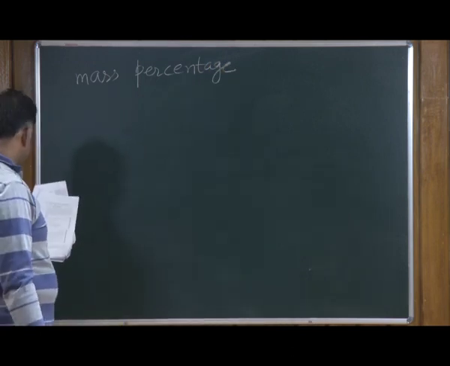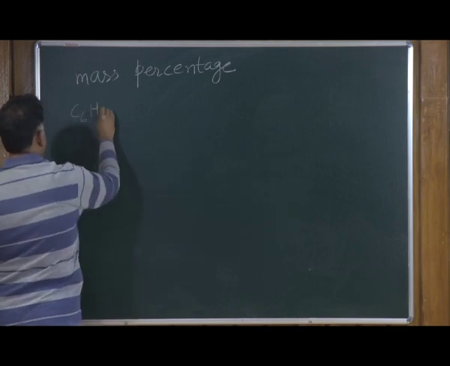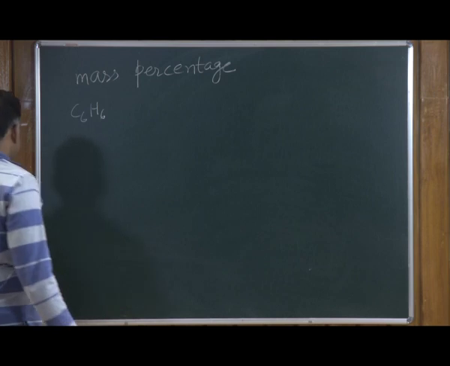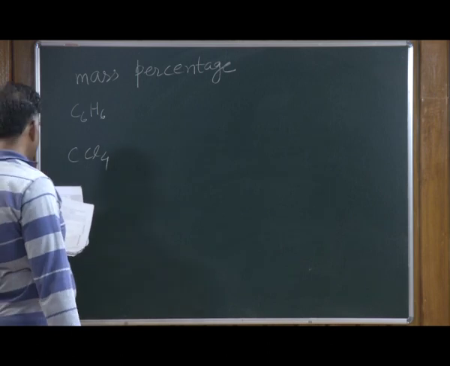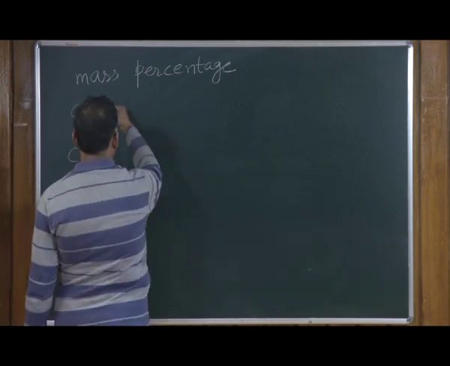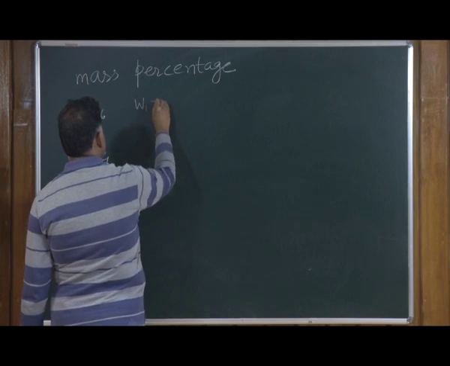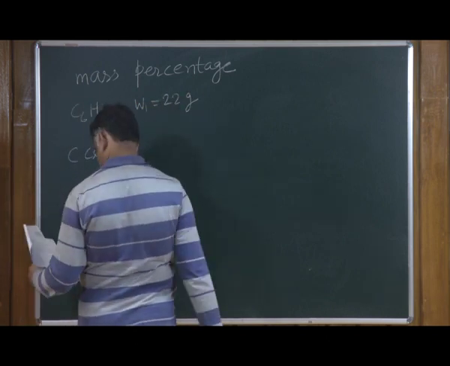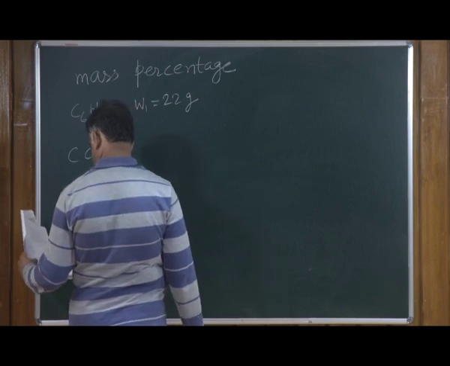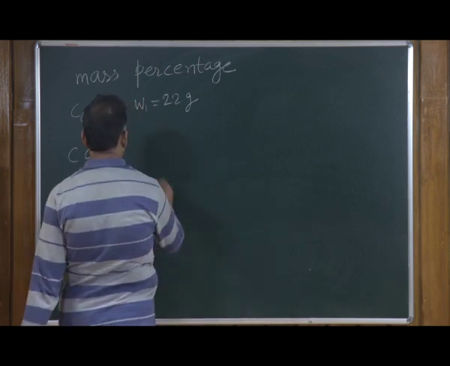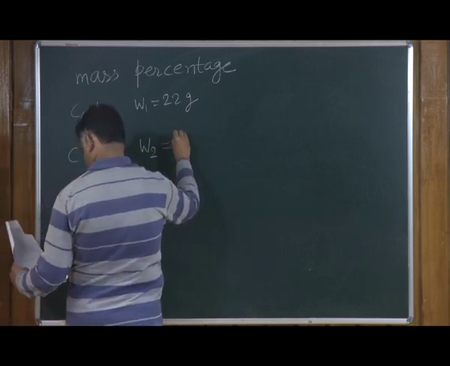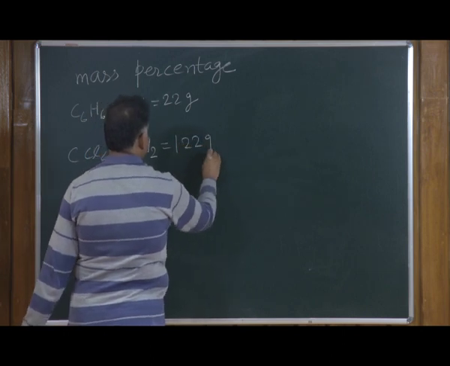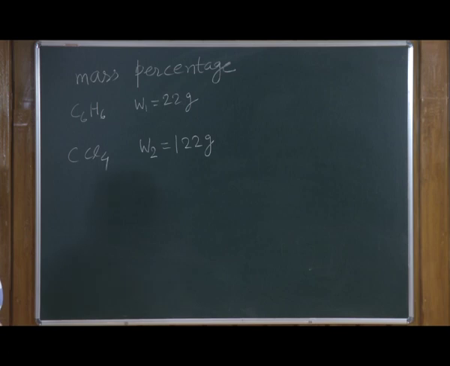Of benzene C6H6 and carbon tetrachloride, if 22 gram of benzene. So, the weight of benzene, let us say it is component 1, is 22 gram and is dissolved in 122 gram of carbon tetrachloride. So, the second component is carbon tetrachloride, and 122 gram of this is used to prepare the solution, and we are asked to calculate mass percentage. Okay, let us go back to the definition of mass percentage.